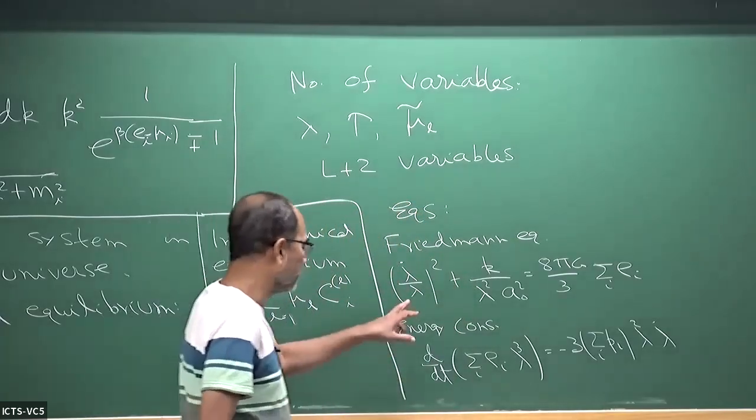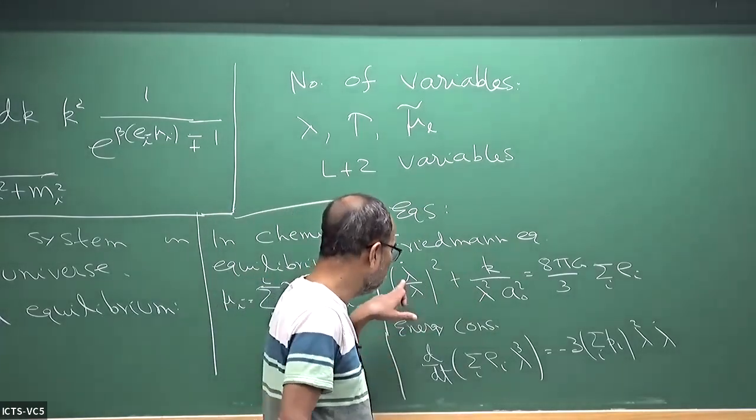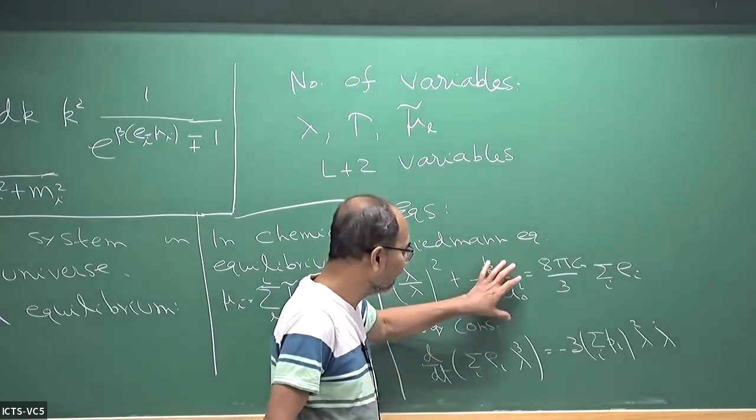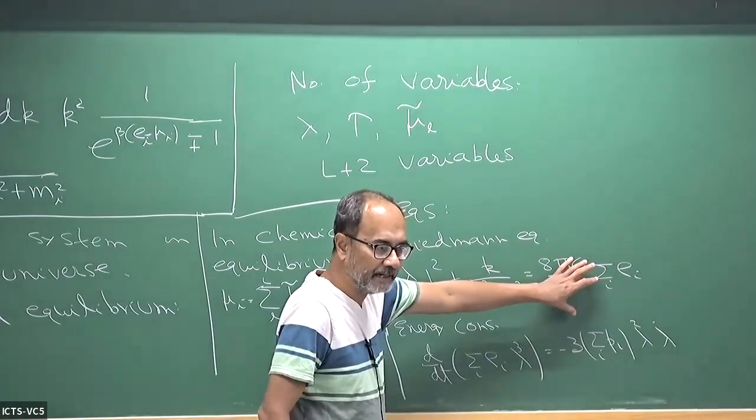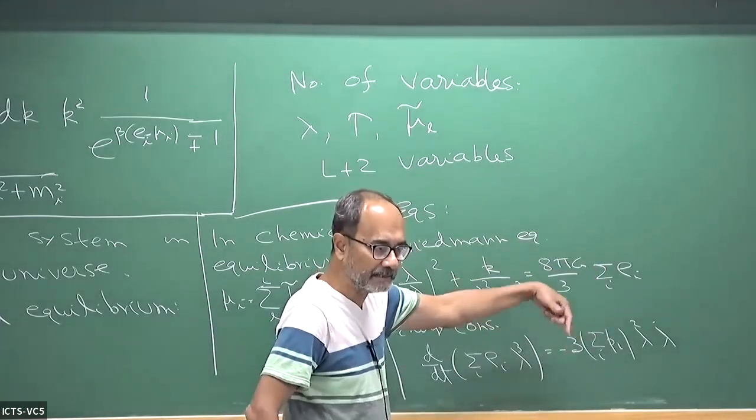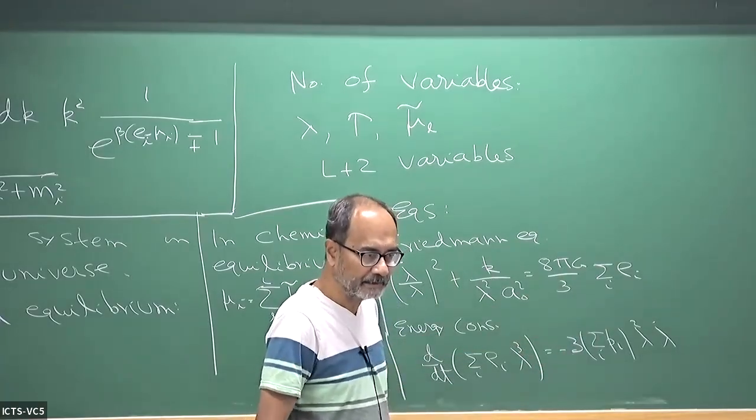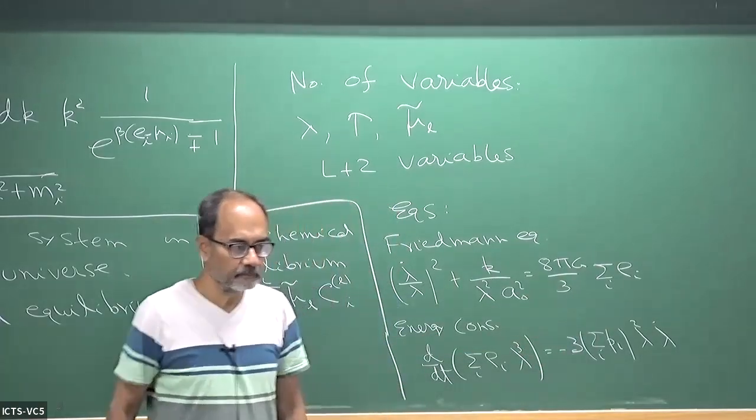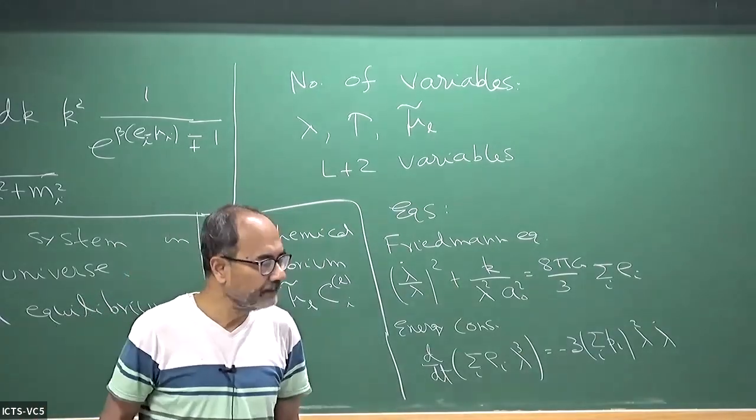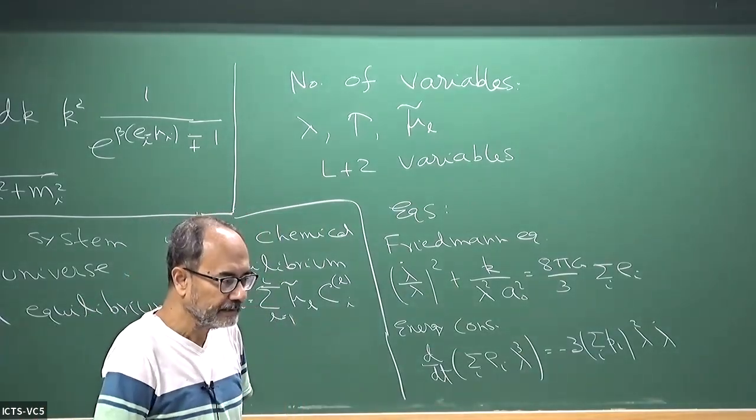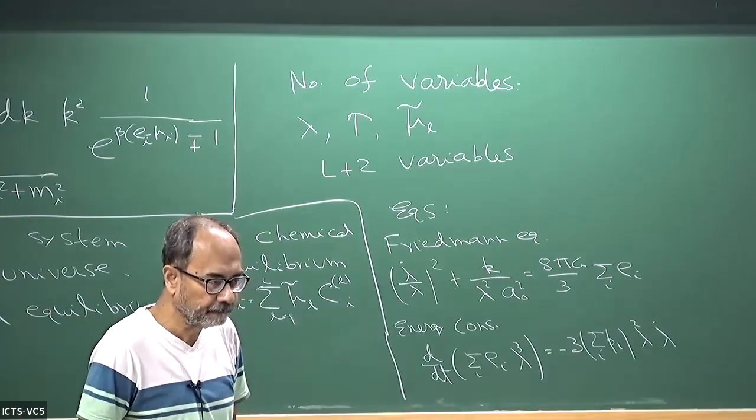Because if you multiply by lambda square, this becomes lambda square, this is just a constant. This side, from the radiation, has 1 over lambda square. So that dominates this. In the future, the cosmological constant will dominate. In the past, the radiation will dominate.